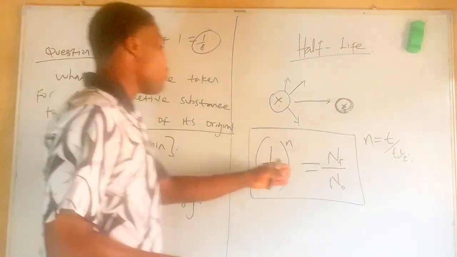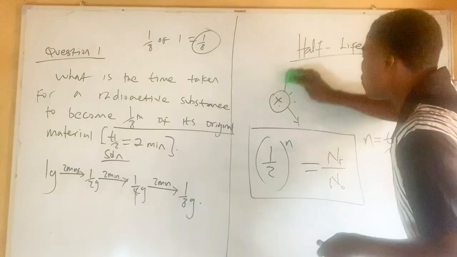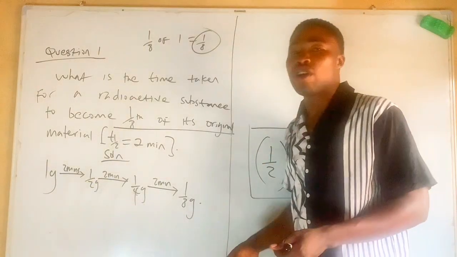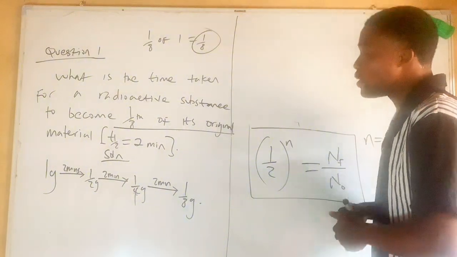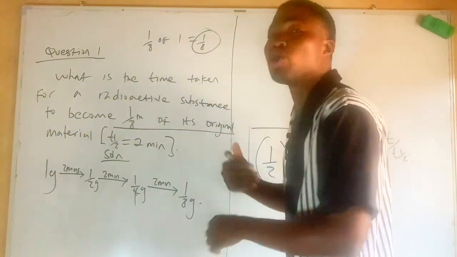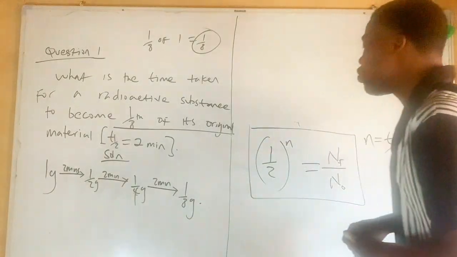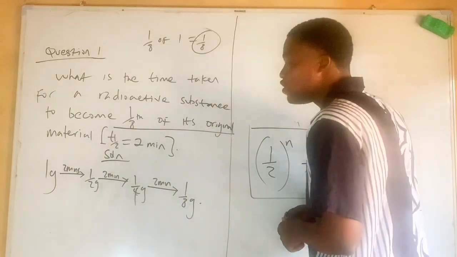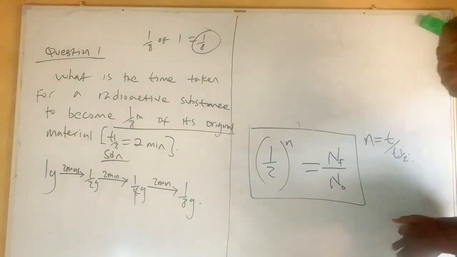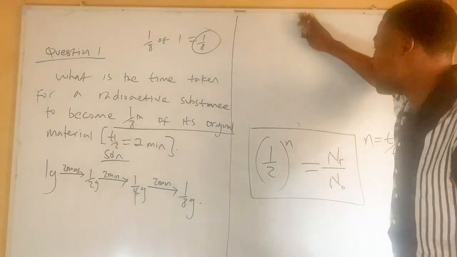I can also solve using the formula, because the question can be more technical. It might not be 1/8, it might be 1/9, and you might not just get it there. Your answer would have to be 6-something minutes. So when the fractions are not divisible by 2 as we are seeing here, you have to use the formula to solve.